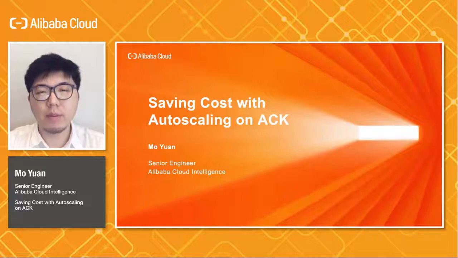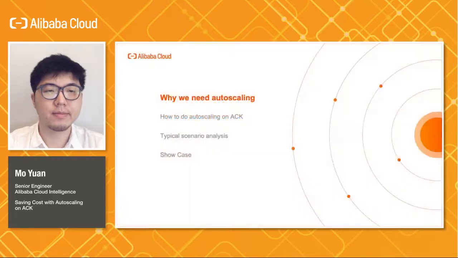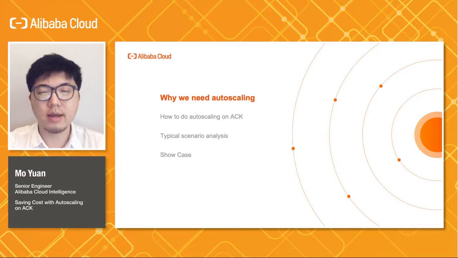Today, my topic is saving cost with outscaling on ACK. Here's the outline of this topic. First, we will talk about what is outscaling and why we need outscaling. Then, I will introduce how to do outscaling on ACK, and give some examples of typical scenes. Finally, I will show an HPA demo based on external metrics.